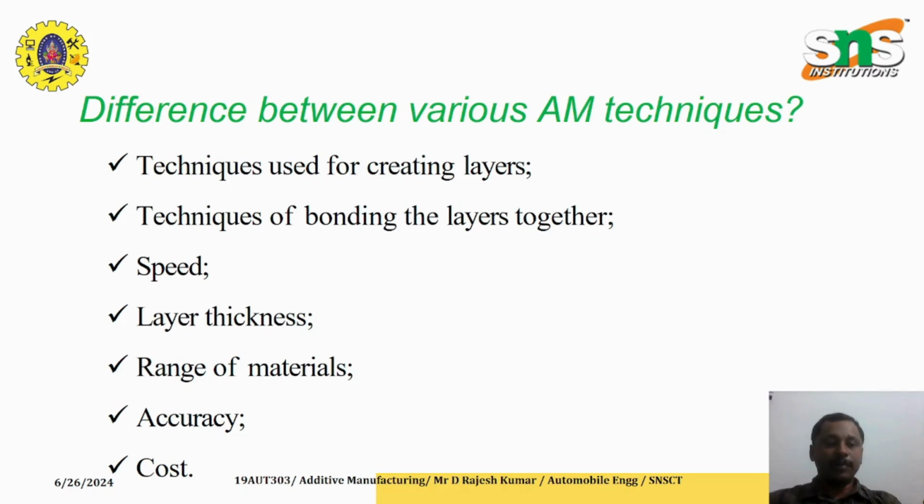Next is the range of material. In the powder based process, we can use materials in a wide range. That is, we can use metallic materials or non-metallic materials. Whereas in the liquid based process, we can use resin based materials only. Then the accuracy. Accuracy is very important, how precise the component is required. That is important in choosing the AM technique.